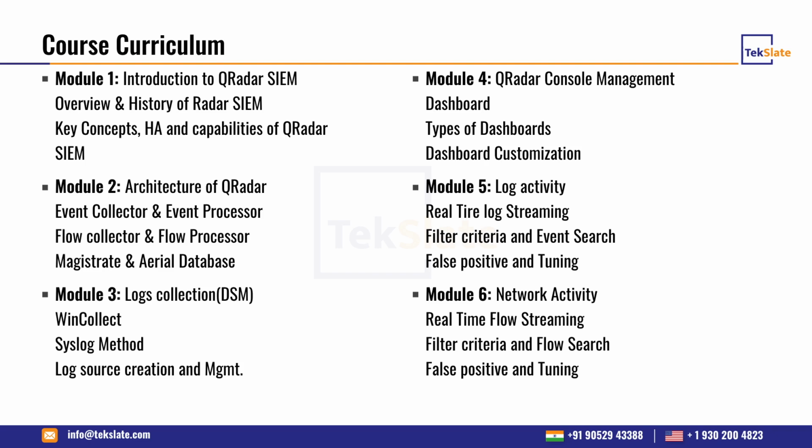Next is our log activity. In the log activity, we are going to look at how our raw events are converted into normalized events. The difference between raw events and normalized events is, whenever any end device, for example any workstation, sends the log information to the QRadar, that data is in a non-readable form, which we call raw data.